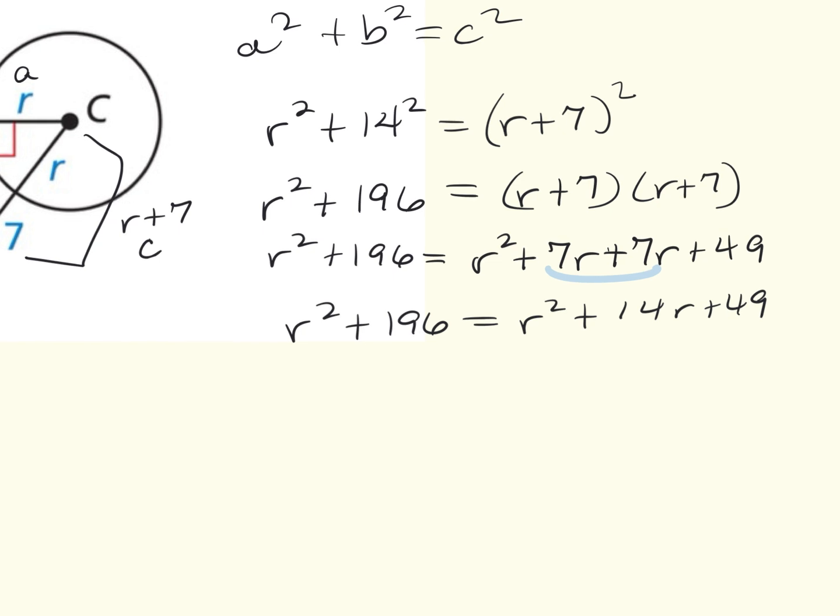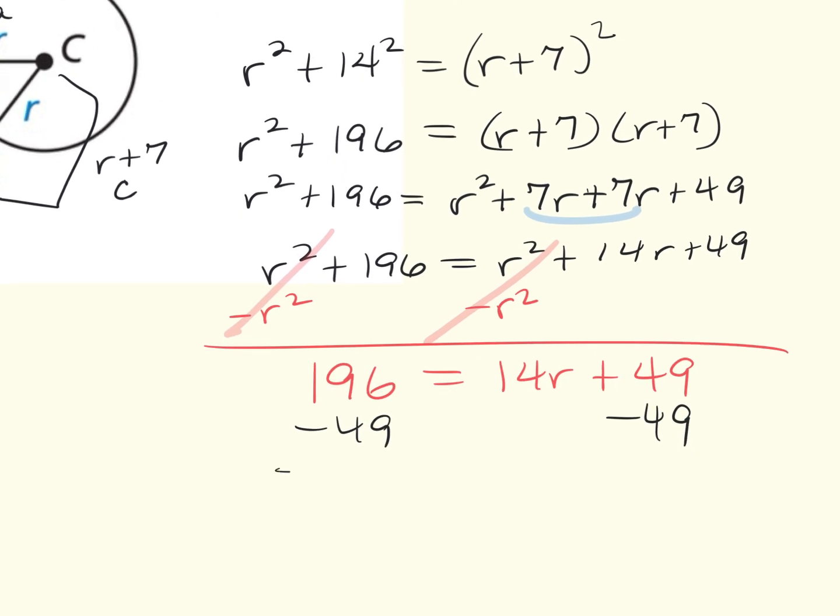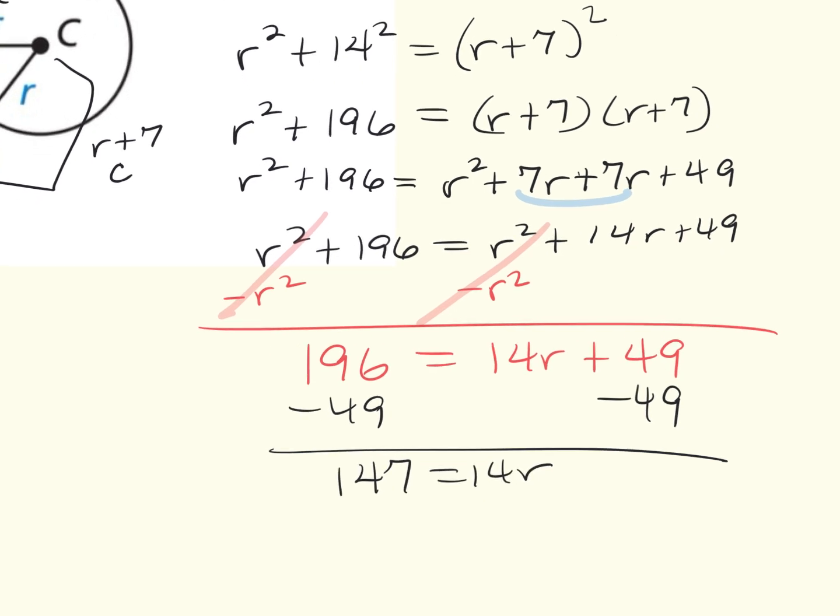I need to get my like terms together again. So I'm going to subtract r squared from both sides. Okay, the r squareds cancel. And now you're left with 196 is equal to 14r plus 49. Subtract 49 from both sides. And then you're left with 147 is equal to 14r. Divide both sides by 14. And r is equal to 10.5.